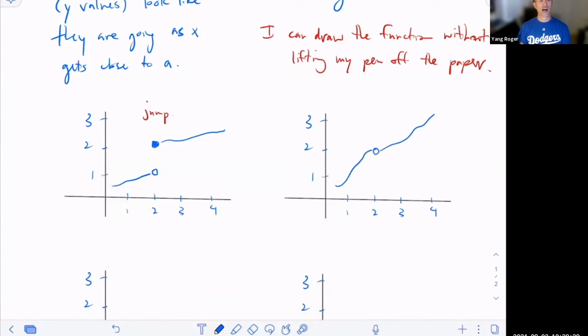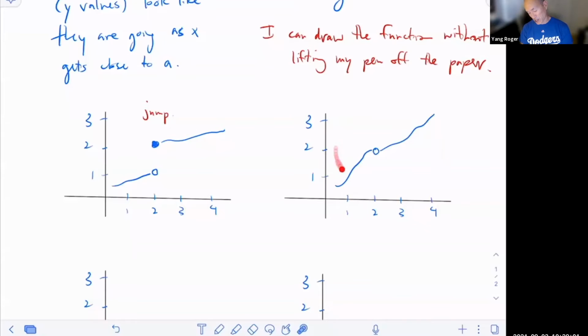This picture looks a lot better than the first picture, right? In other words, it looks like I'm going along this path, and it's almost like I could continue on the path. I just have to lift my pen off the paper for a split second and then continue on the other side. So it's just one point where it fails to be continuous. That's true over here on this first picture as well, but this picture is fundamentally different from this picture.